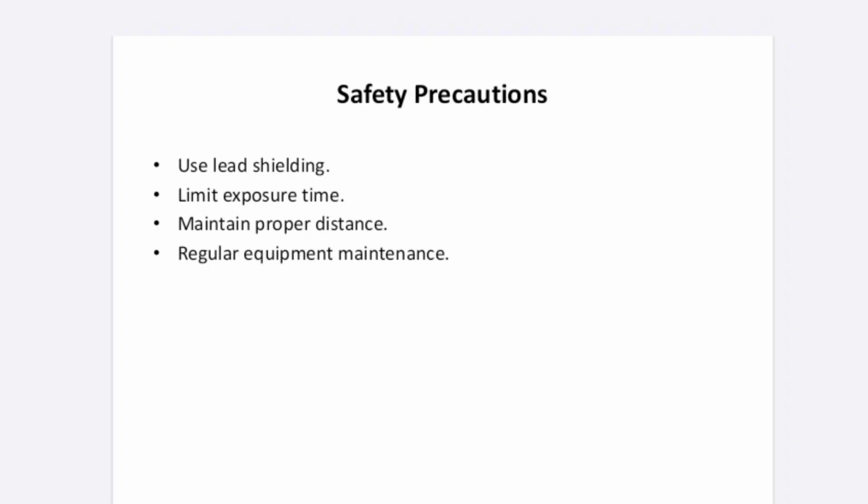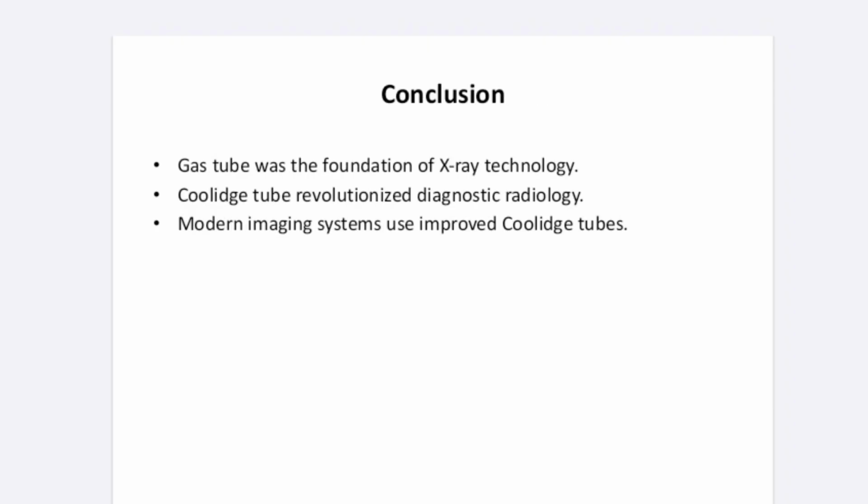Next is the application. Where are the gas tube and Coolidge tube applied? They are applied in medical radiography, fluoroscopy, industrial radiography, and scientific research. Then, what safety precautions have to be followed? The safety precautions consist of using lead shielding, limited exposure time, maintaining a proper distance, regular equipment maintenance, etc.